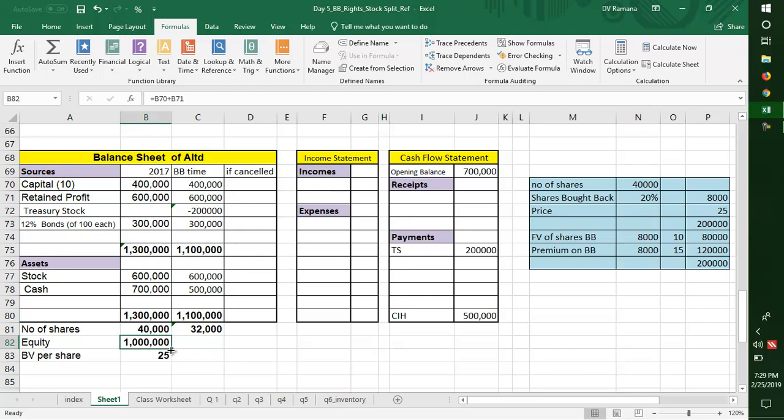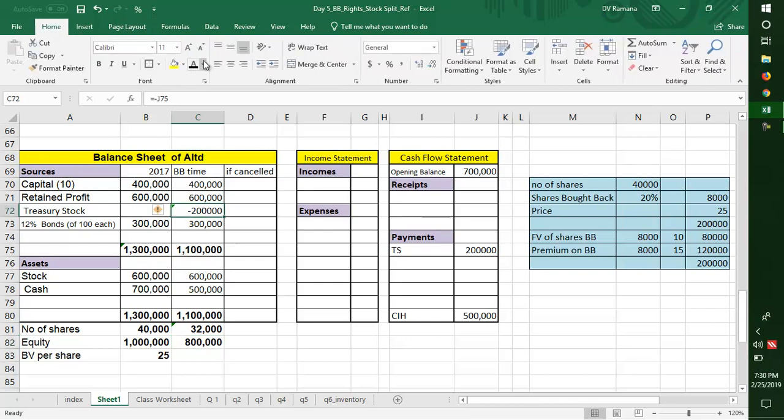What is the equity of the company? The equity of the company is equal to the capital plus retained profit minus the treasury stock, because treasury stock is considered as a negative equity. Because in principle, the company has already purchased those shares, they are not there in the market. The book value, what is your guess? Book value will remain the same because the price at which I purchase is equal to the book value.